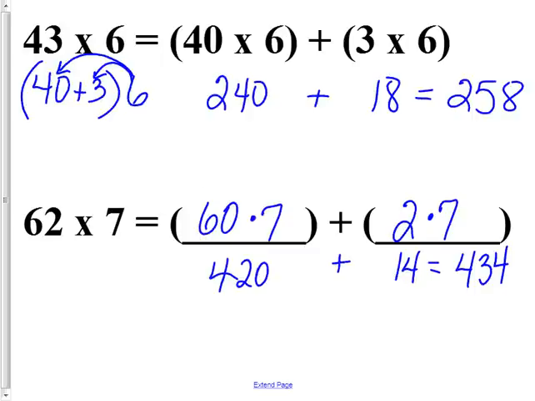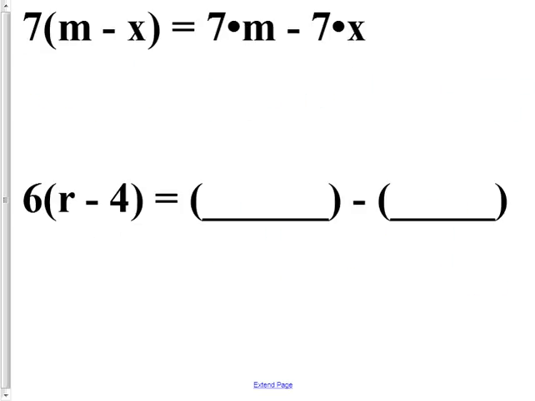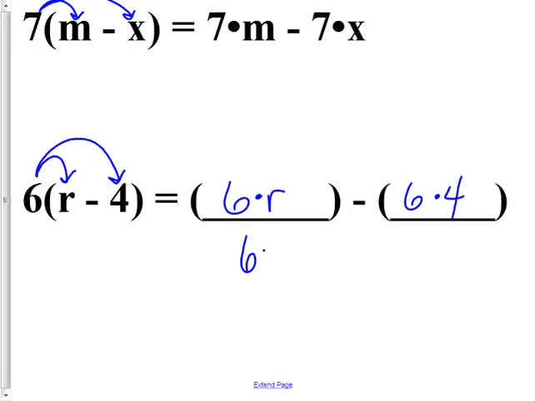This even works with algebra. If I have 7 times m minus x, I can really look at that as 7 times m minus 7 times x because I'm distributing the 7 to the m and to the x. So similarly, if I have 6 times r minus 4, I can do 6 times r minus 6 times 4. Now, can I solve those? No, but I could rewrite the second one as 6r minus 24 if I wanted to rewrite it that way. I certainly could.